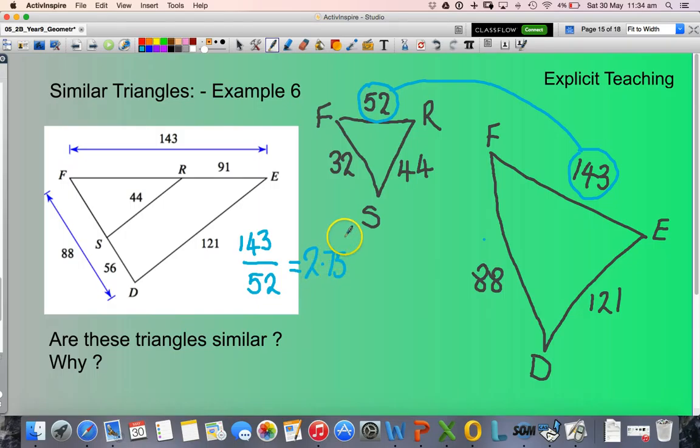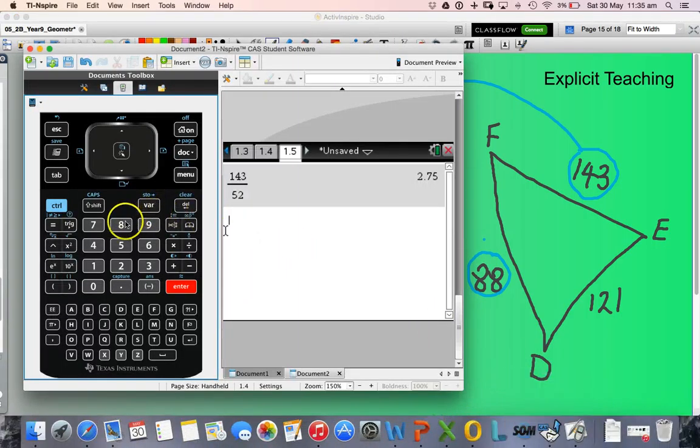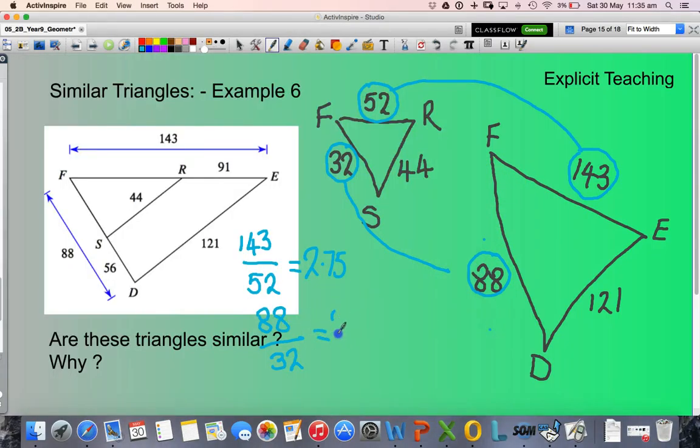Now I'll pick on the smallest. Let's identify the smallest here. 32 over here. Smallest over this side, 88. Same ratio. Let's have a look. 88 divided by 32. What does that equal? Again, 2.75. So 2.75, and you guessed it.